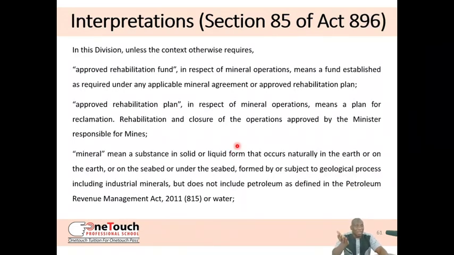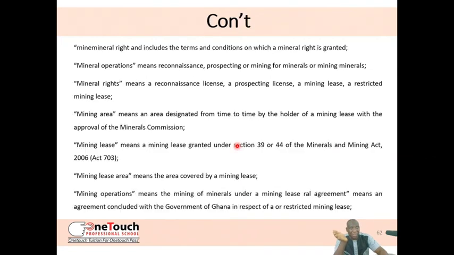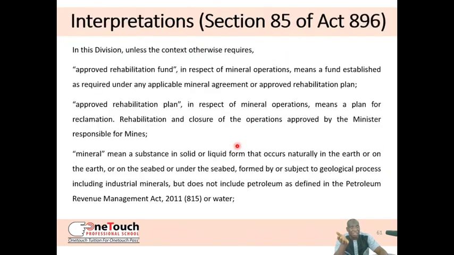Okay. So these terminologies, I think we've looked at them already. But it's always good to go through the meaning of an approved rehabilitation fund. These are interpretations in the Act, Section 85 of the Act, where we give certain basic interpretations. Approved rehabilitation fund means a fund which has been established under the law as required under any applicable mineral agreement or approved rehabilitation plan. Approved rehabilitation plan means a plan for reclamation, rehabilitation and closure of the operations approved by the minister responsible for mines.